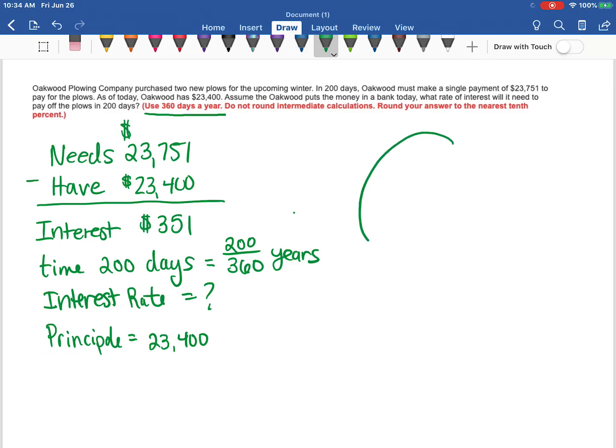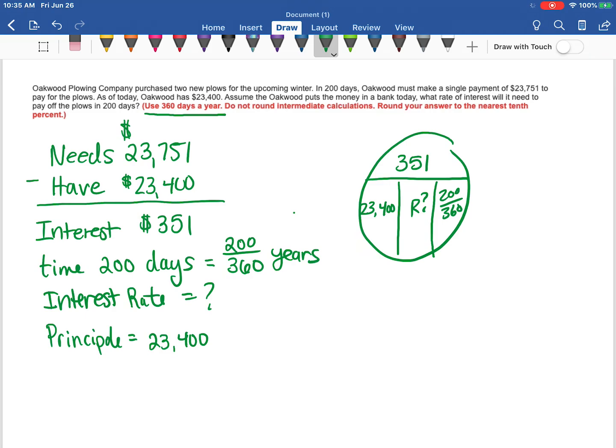So we're going to put all of this information in the circle. The amount of interest that they want to earn is $351. The principal is $23,400. The rate is what we're looking for, so I'll leave a question mark there. And then the time in years is 200 divided by 360.